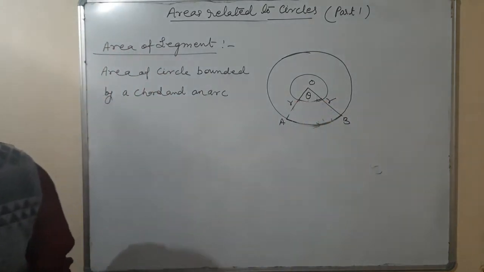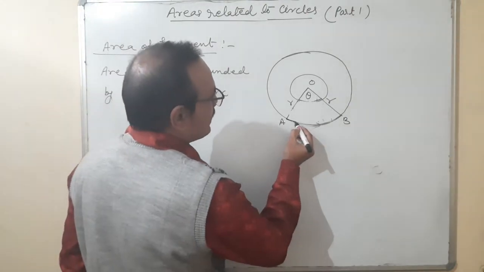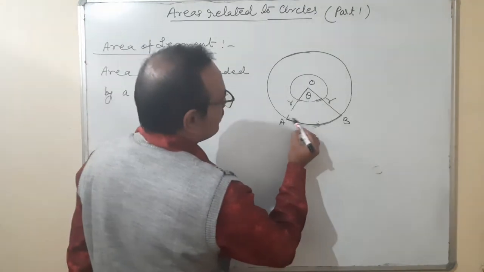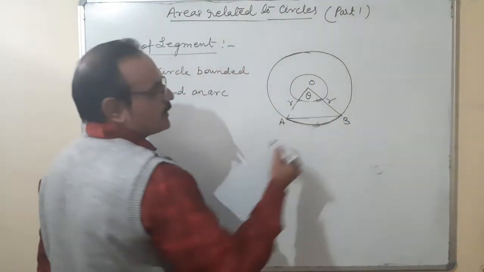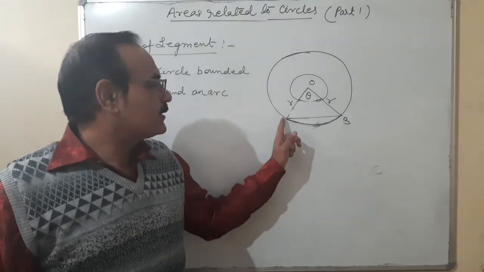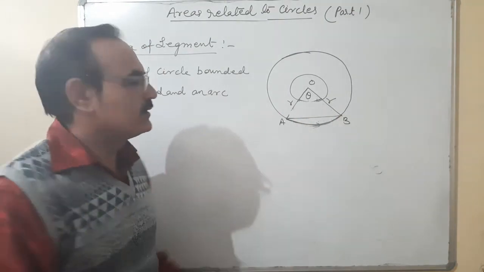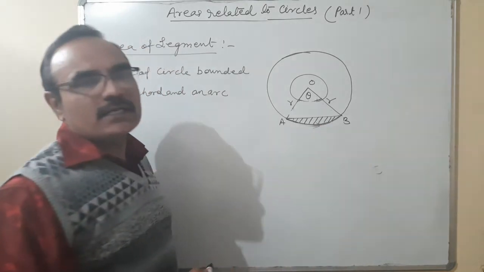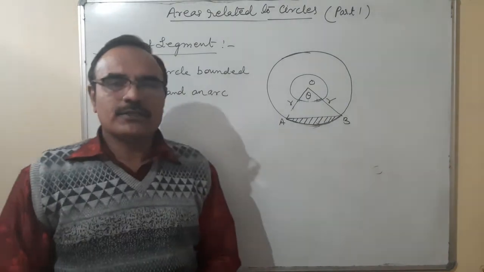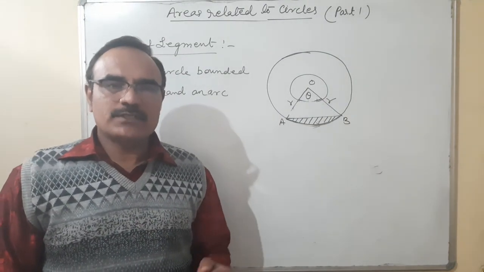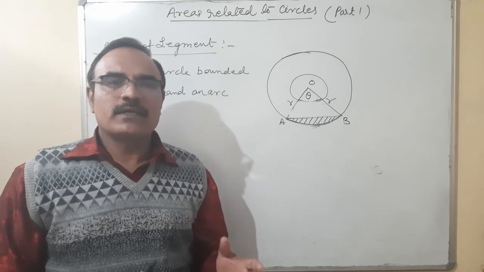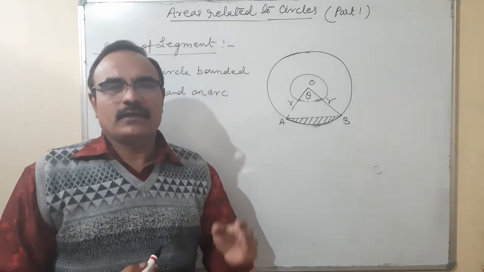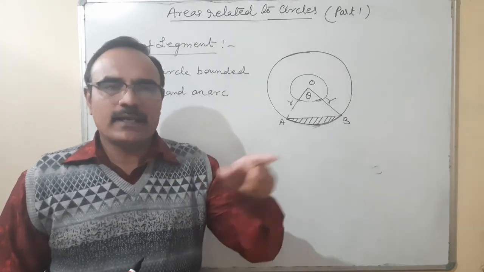Same condition here. There is a circle with center O, radius R. AB is an arc, this is an arc, and a straight line joining from A to B is a chord. The area which is bounded by a chord and arc is called segment. So now I think you have understood the difference between sector and segment. Sector is that in which the center of circle is involved, that means it is bounded by two radii and arc. But area of segment is area of a circle which is bounded by an arc and a chord.